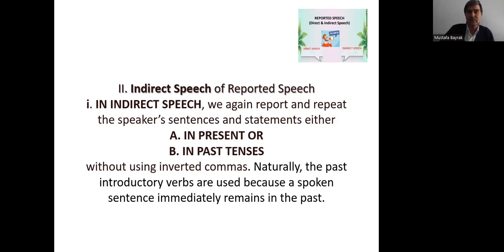In indirect speech, we again report and repeat the speaker's sentences and statements either in present or in past tenses without using inverted commas, without using quotations. Naturally, the past introductory verbs are used because a spoken sentence immediately remains in the past. Yes, maybe because of this, everything we say, for example, I said, say, and it remained immediately in the past.